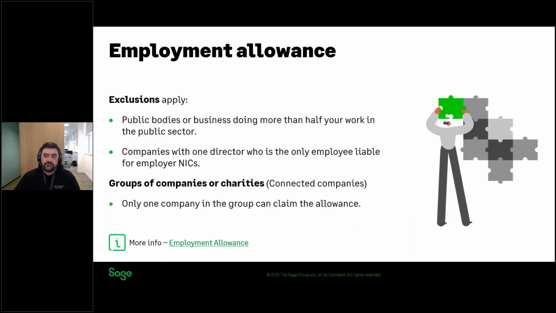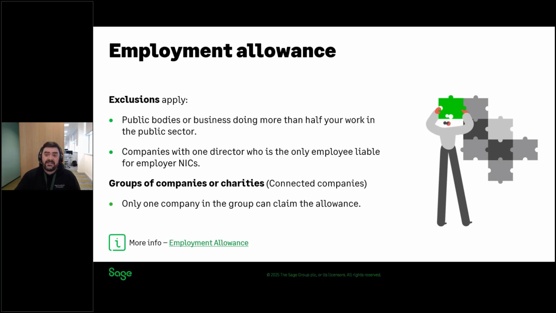Now, I will quickly just run through the exclusions. It is not available to public bodies or businesses doing more than half their work in the public sector. And it can't be used for companies with one director who's the only employee liable for employer NI, so single director companies. If you're a group of companies or charities, only one company in the group can claim the allowance. So you would choose the company that's most likely to use the full employment allowance.